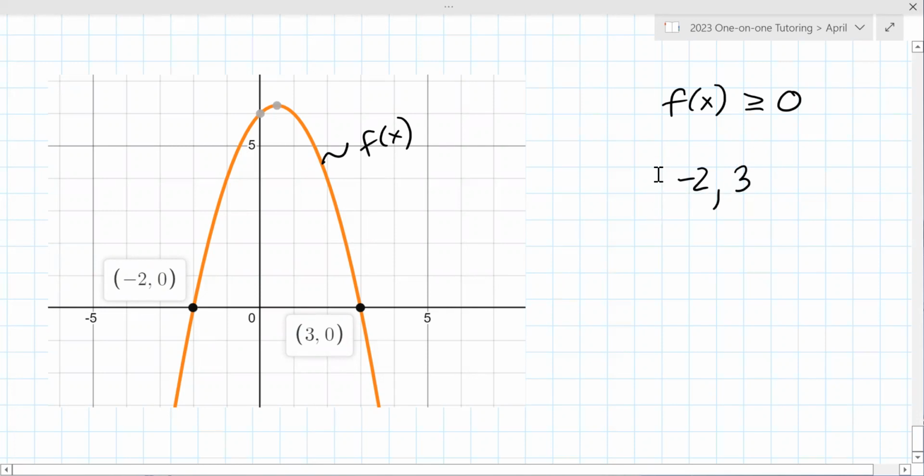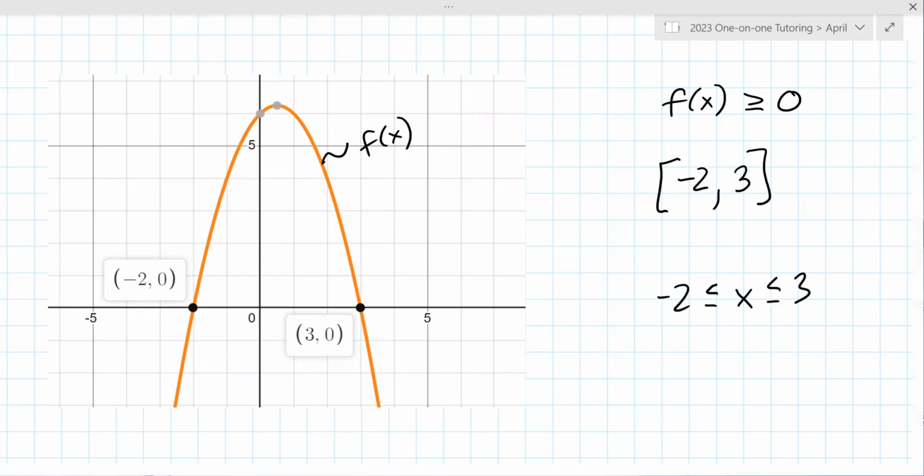Is it a bracket or a parentheses? It's a bracket because it's greater than or equal to. Yeah, that equal to is what converts it to a bracket. Good. What would it be in set builder notation? -2 is less than x less than 3. Good. Okay, I think you're getting that down here.